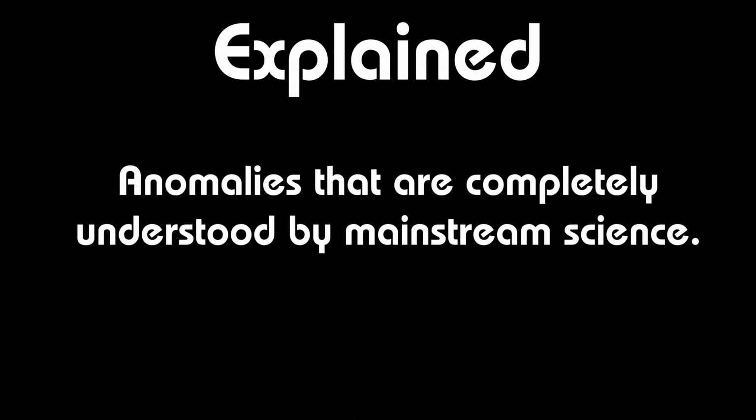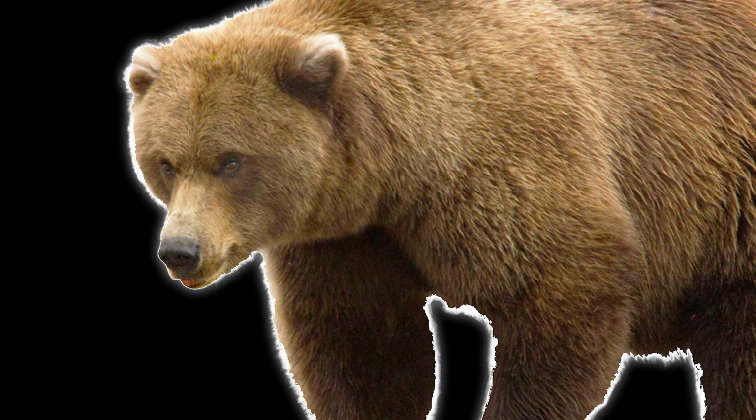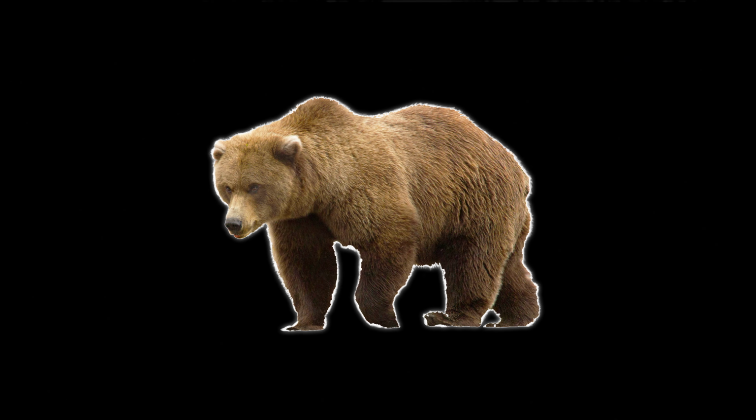Explained. Explained SCPs are anomalies that are completely understood, to the extent that they can be explained by mainstream science. So it might be a bear that screams like a human or some shit, but then it's discovered later on that it just has a scratch in its throat or something. Bad example, but it gets across the idea.